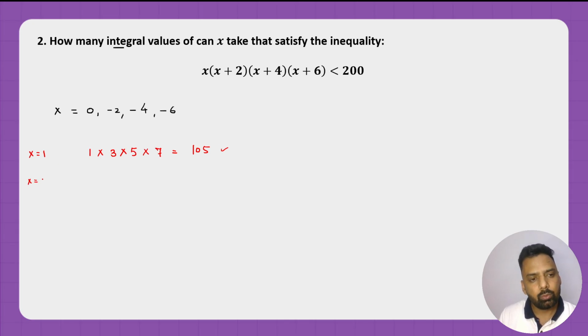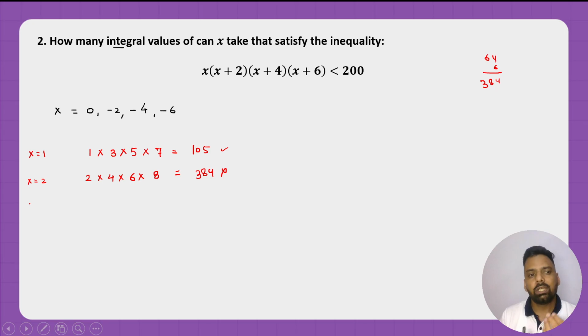Let's check x is equals to 2. If I put x is equal to 2, the product would be 2 into 2 plus 2 4 into 2 plus 4 6 into 2 plus 6 8, right? So it is 4 2s are 8, 8 8s are 64, 64 6 times. It is coming out to be 384, right? Which is not allowed because I want the product to be less than 200.